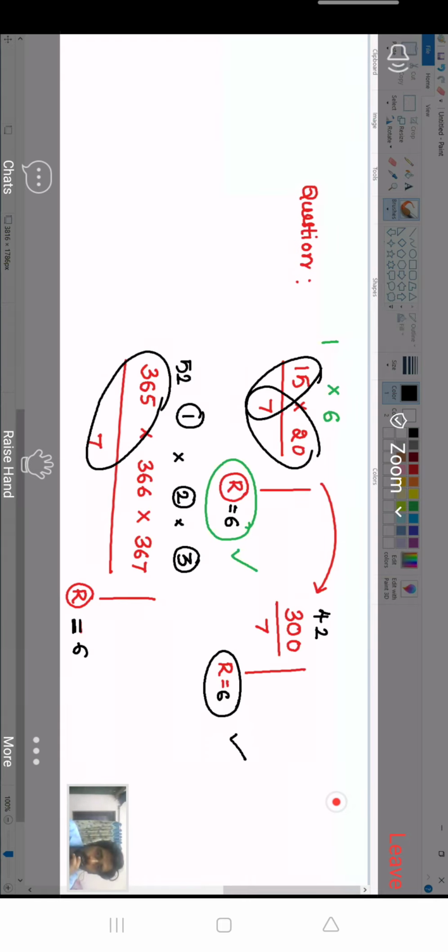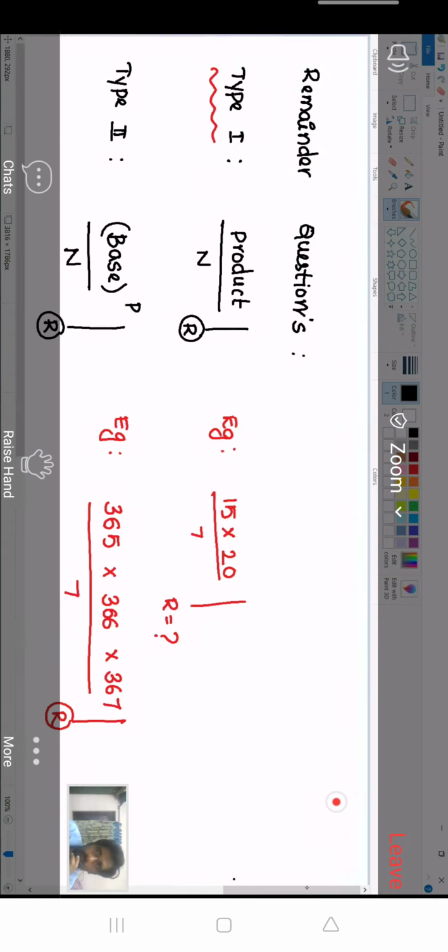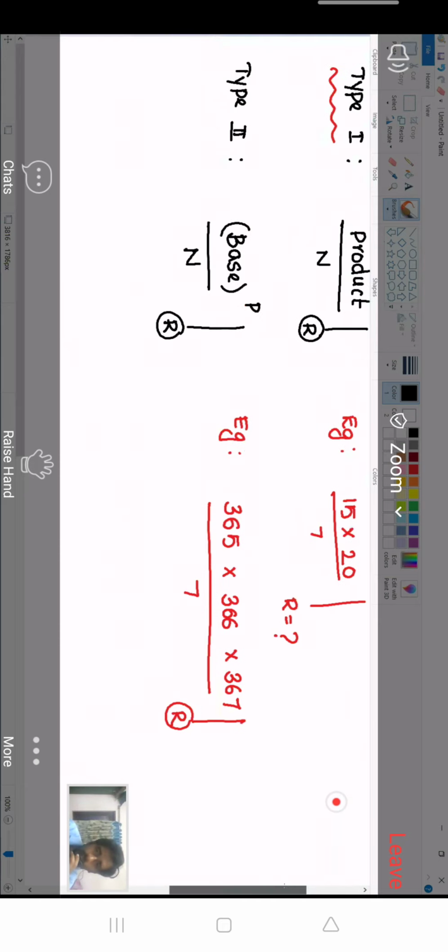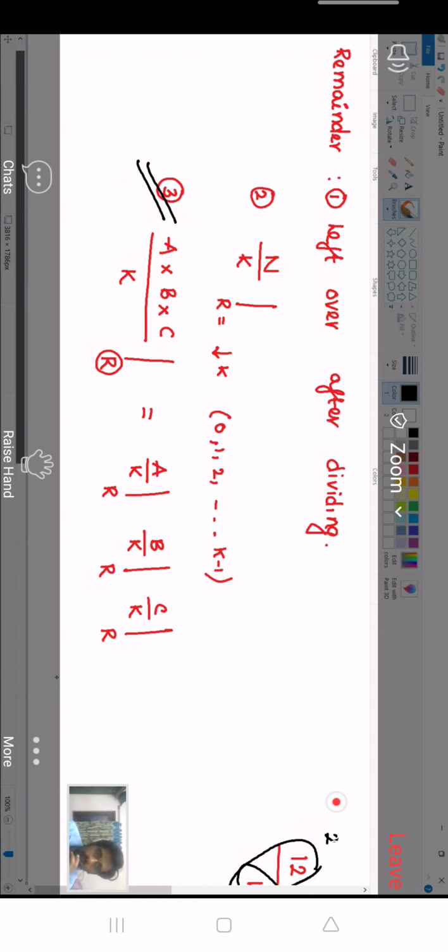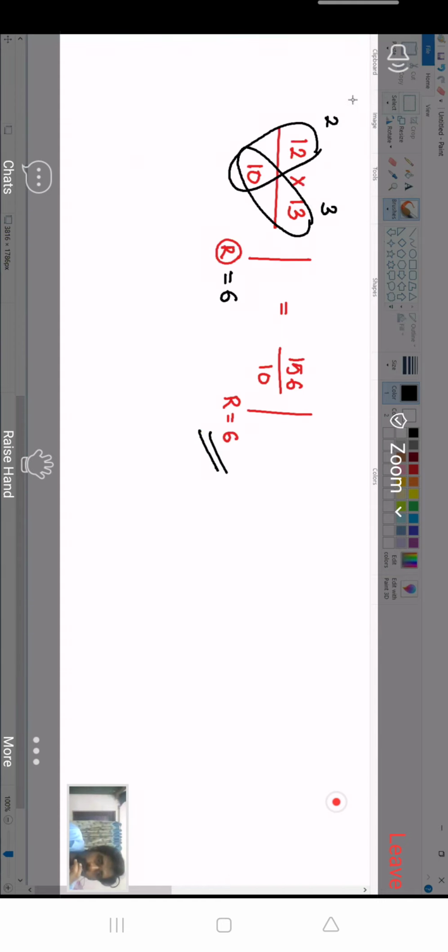The same similar logic we can extend for all the numbers. Whatever numbers you are having, you can extend the same logic. Just remember point number 3: whenever we have individual numbers, go with the individual remainder.